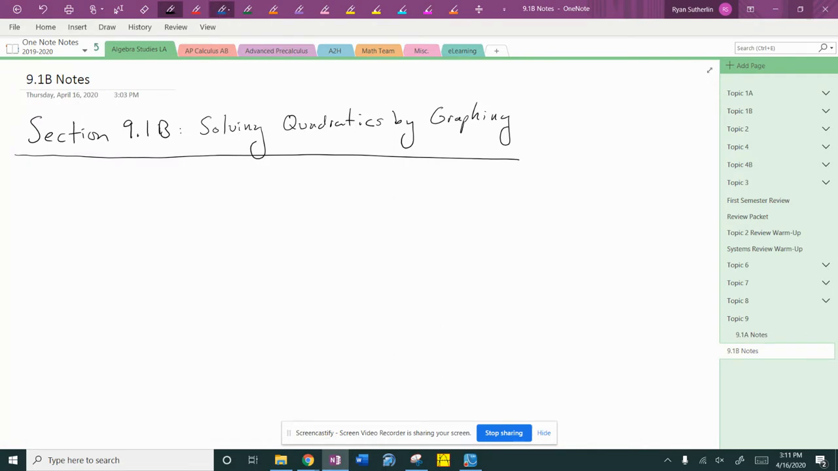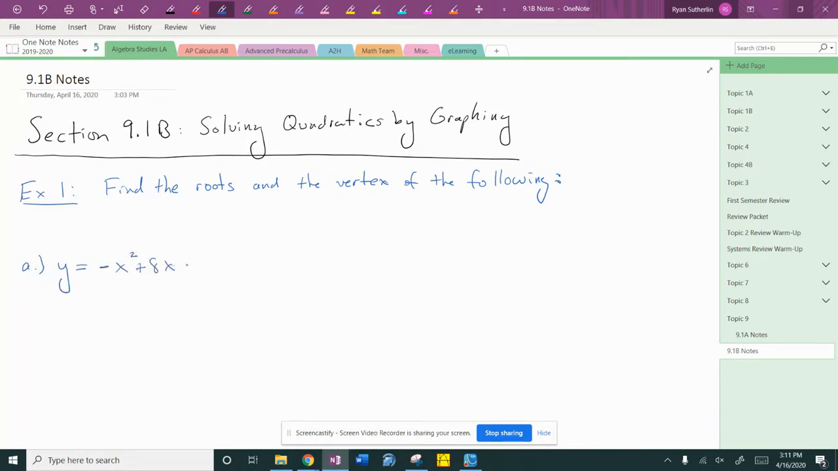But the first type of problem we want to do is, and we'll just start with an example here. Example 1, what I want you to do is find the roots and the vertex of the following function. So let's say the first one is y equals negative x squared plus 8x plus 84.